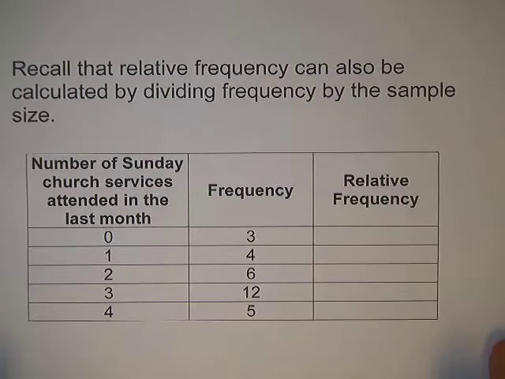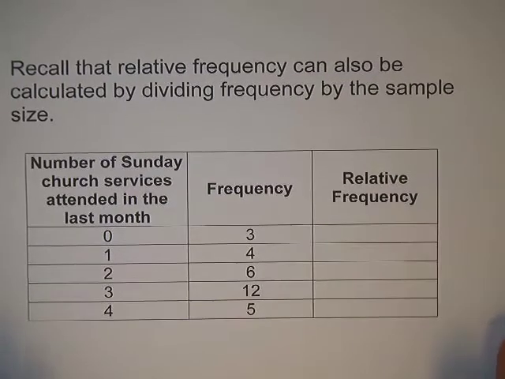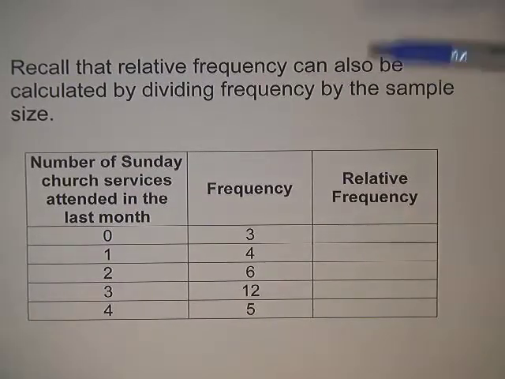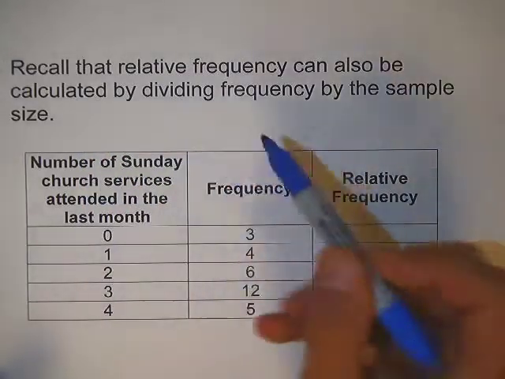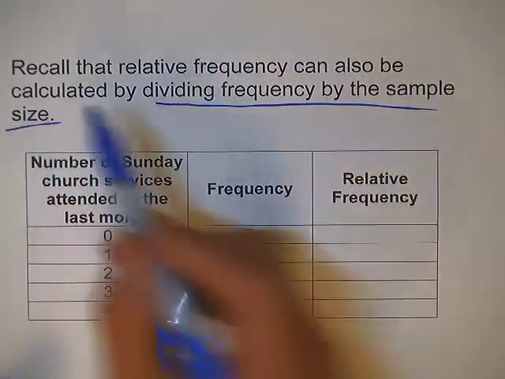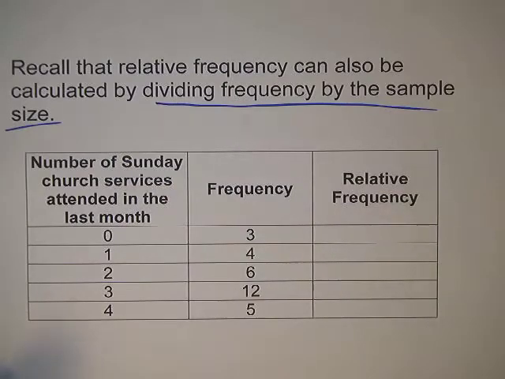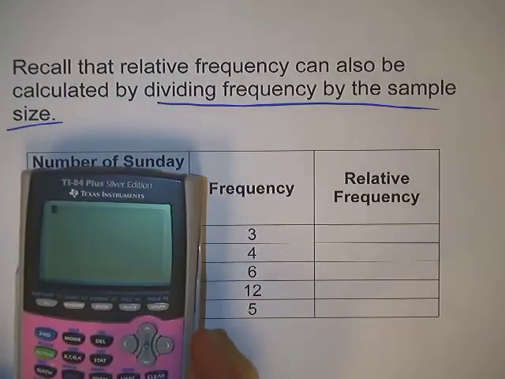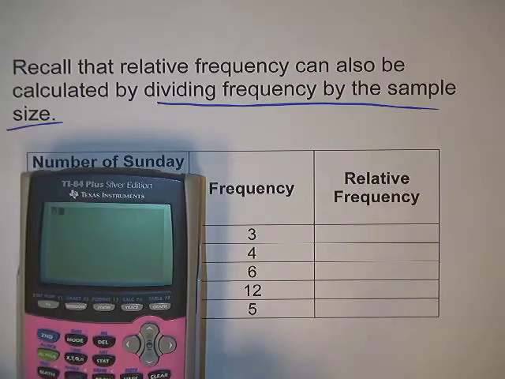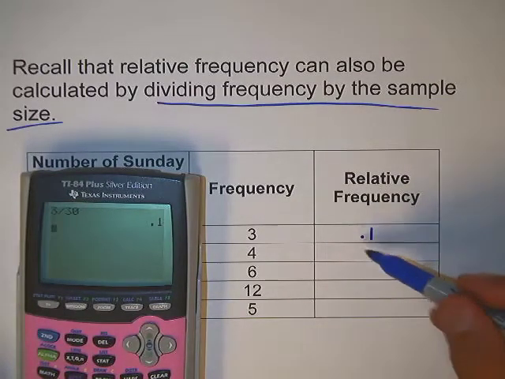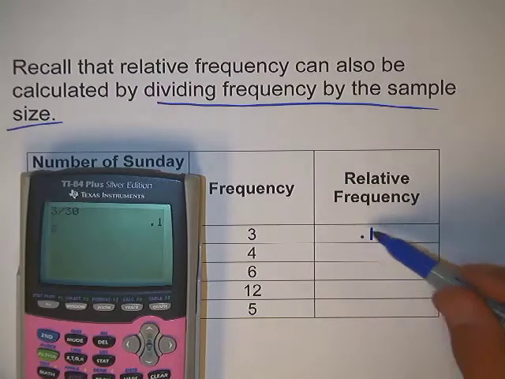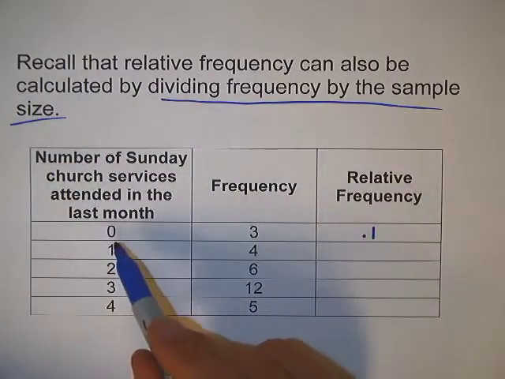The next thing we can do is think about relative frequency. Remember, relative frequency is dividing frequency by the sample size. So we're going to divide each of these by 30. If we take 3, we just take 3 divided by 30, and that's going to give you a relative frequency of 0.1. That'd be 10%, as 10% is the same as 0.1. What that would mean is that 10% of people attended church no times in the last month.